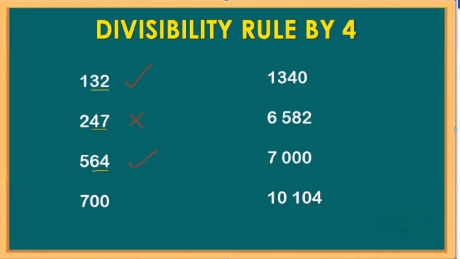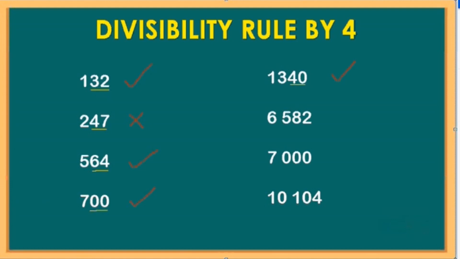700. Another rule for the divisibility by 4 is that the last two digits should be zeros. So, if a number ends in two zeros, it is divisible by 4. 700 ends in two zeros. Therefore, it is divisible by 4. 1340, the last two digits is 40. So 1340 is divisible by 4 because 40 is divisible by 4.